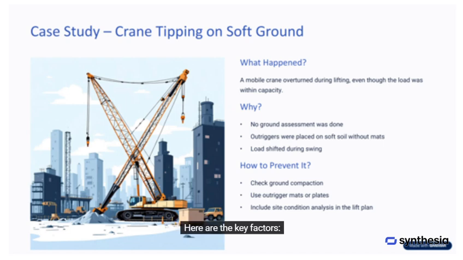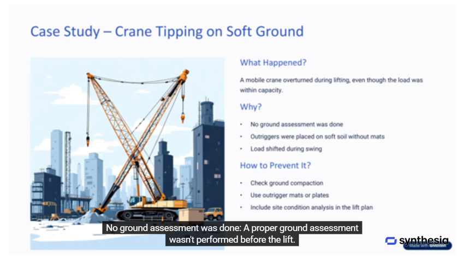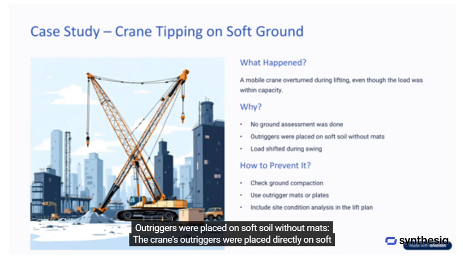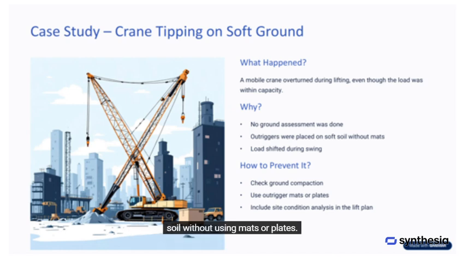Why did this happen? Here are the key factors. No ground assessment was done. A proper ground assessment wasn't performed before the lift. Soft or uneven ground can cause the crane to lose stability. Outriggers were placed on soft soil without mats. The crane's outriggers were placed directly on soft soil without using mats or plates. This caused the outriggers to sink, reducing the crane's stability.